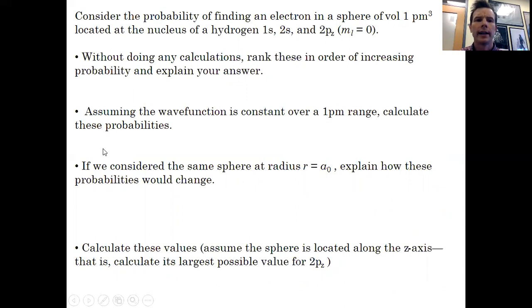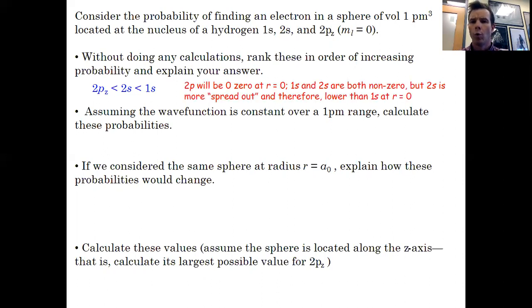All right, consider the probability of finding an electron in a sphere of volume 1 cubic picometer located at the nucleus of a 1s, 2s, and 2pz orbital. Without doing any calculations, rank these in order of increasing probability. Well, here's how it goes. 2p less than 2s less than 1s. Right? And why is that?